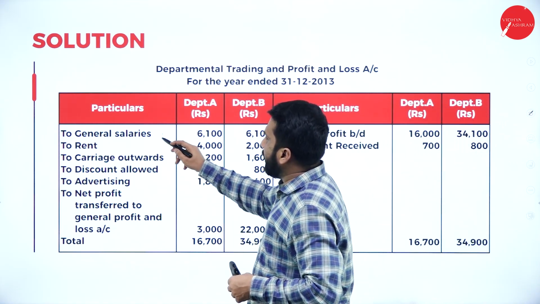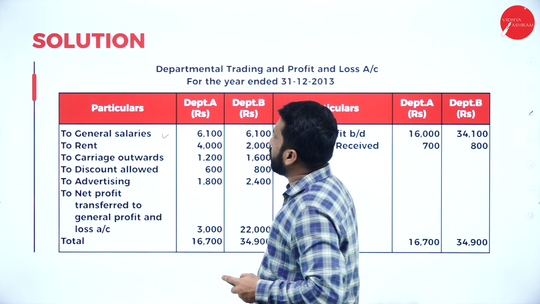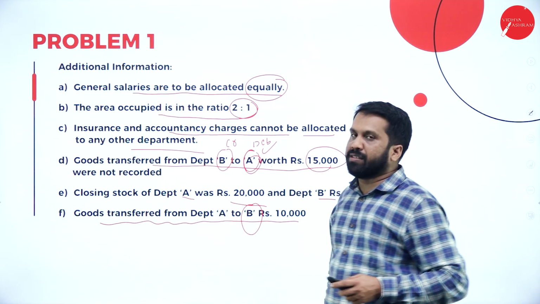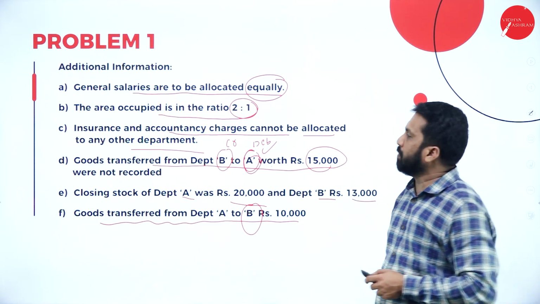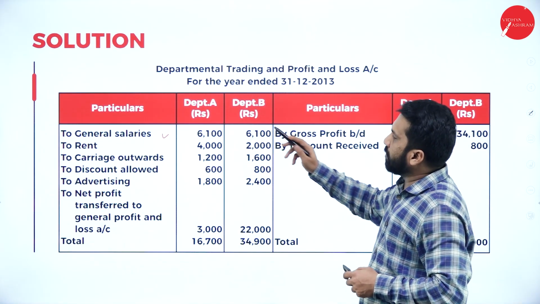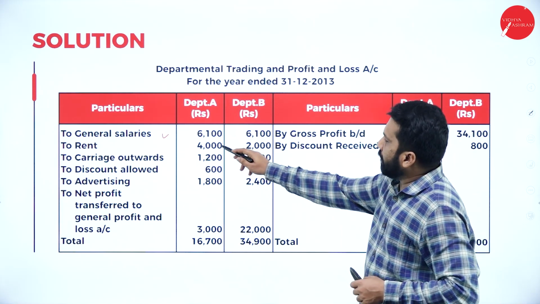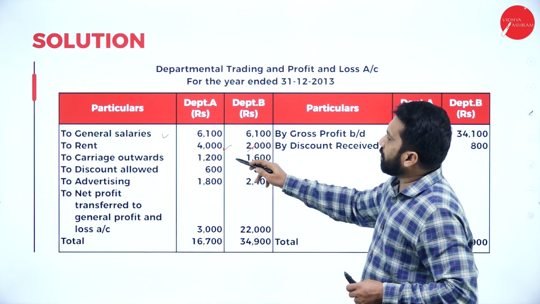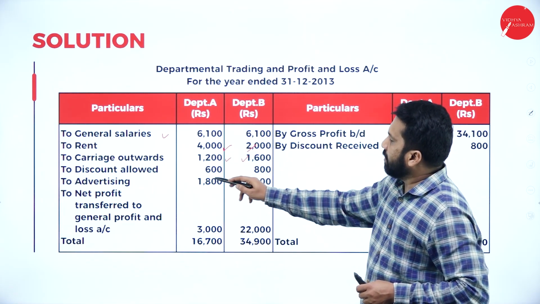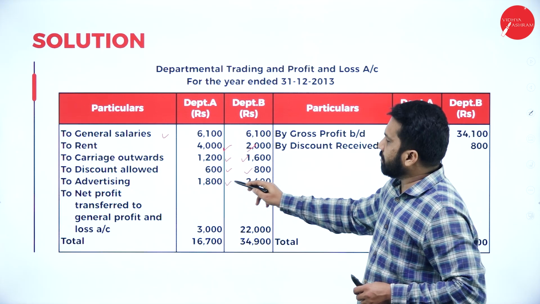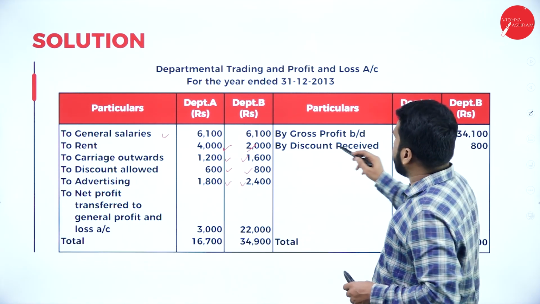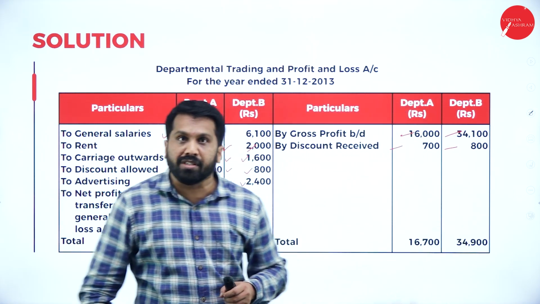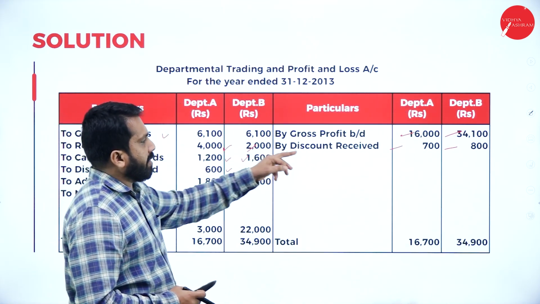Now see, salary. On what base should we distribute it? They have given: general salary to be allocated equally. Whatever salary is given, divide it for both the persons. Now, 6,100 and 6,100. Rent is also given on the basis of area occupied. Discount and carriage outward are on the basis of sales. Advertisement is also on sales. And this side, gross profit is your answer. Discount received is on the basis of purchases. Once you are done, add your credit side.